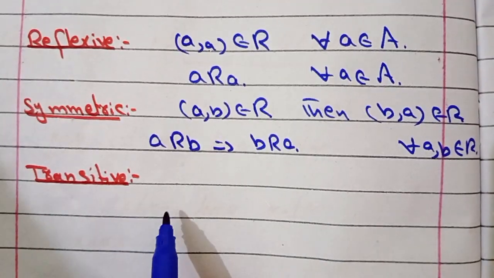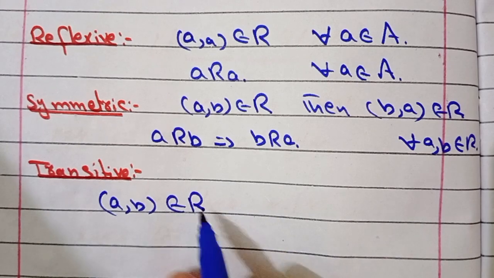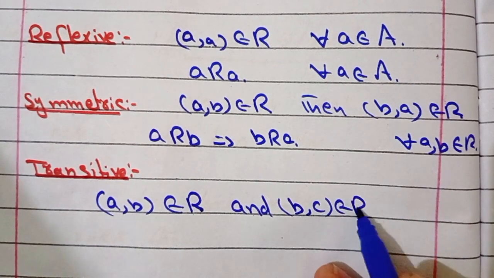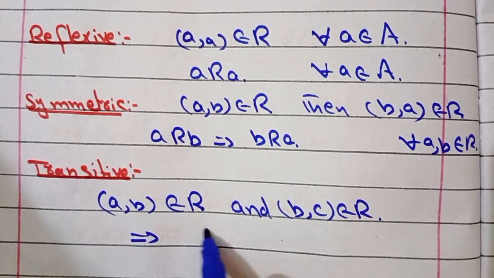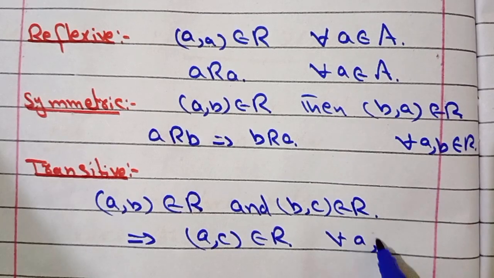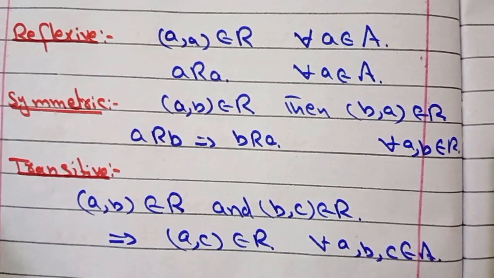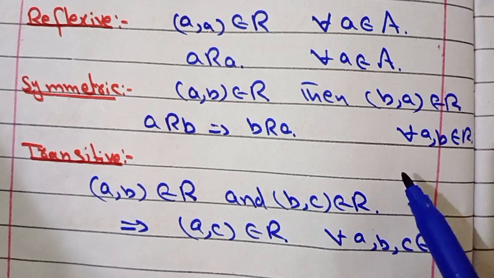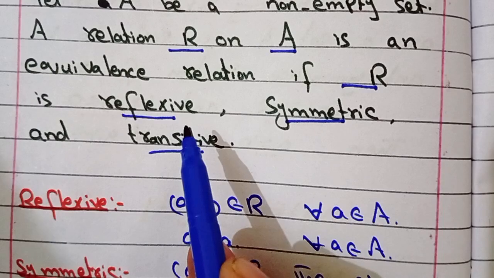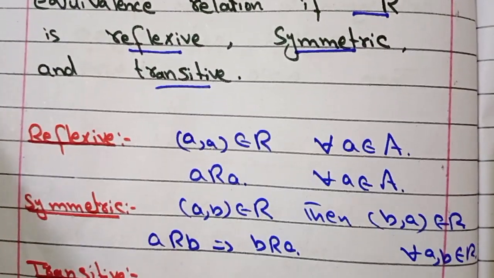And for the transitive property, if (a, b) belongs to the relation R and (b, c) belongs to the relation R, then this implies that (a, c) must belong to the relation R for all a, b, c belongs to the set A. This is the transitive property. So these are the properties a relation R must satisfy to be an equivalence relation. So let's consider an example.